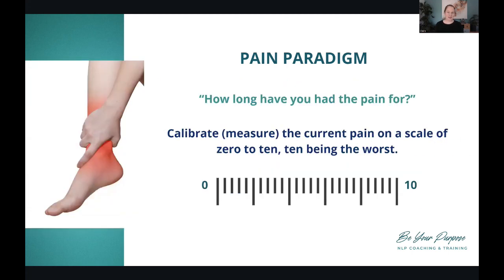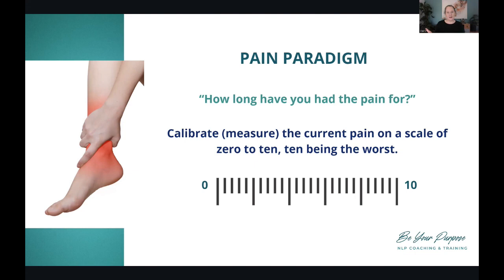So the steps. The very first thing that you ask your client is how long have you had the pain for? And again, if it's longer than 6 to 8 weeks, then this is the process to begin your coaching session. Calibrate with the client there on a scale of 1 to 10, what's the current pain? And that will give the client that convincing strategy, the convincer that something has shifted when we get to the other end of this process.